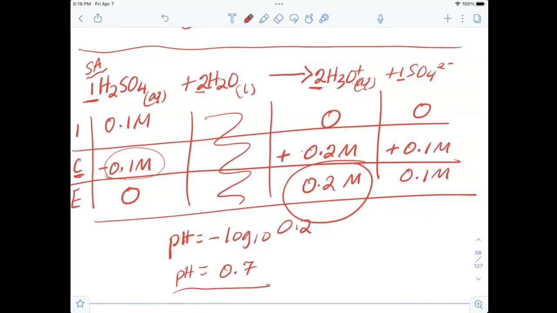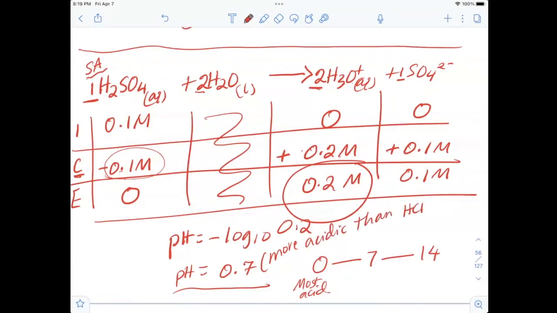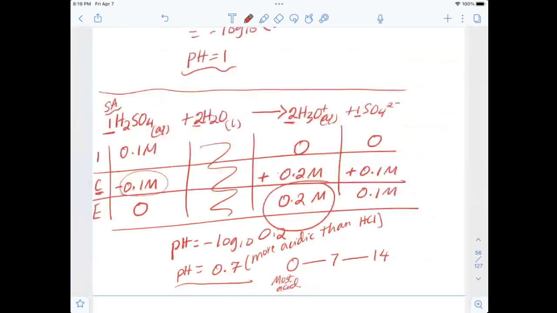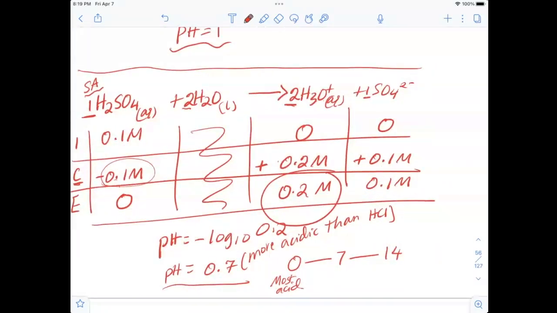So now we're comparing H2SO4 with HCl. Remember, the pH scale goes from 0 to 7, 7 to 14. When you get closer to 0, this tends to be the most acidic. With that being the case, this is more acidic than HCl, because HCl has a pH of 1, while H2SO4 has a pH of 0.7. So you can once again use the pH to judge the acidity of an acid. In this case, monoprotic versus diprotic.